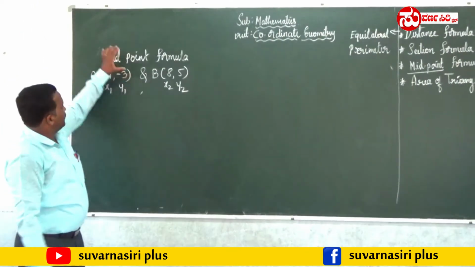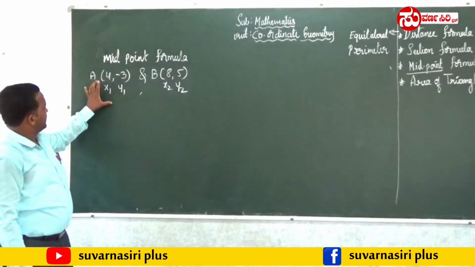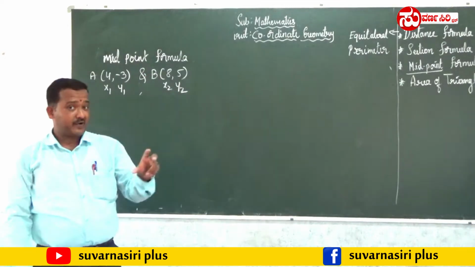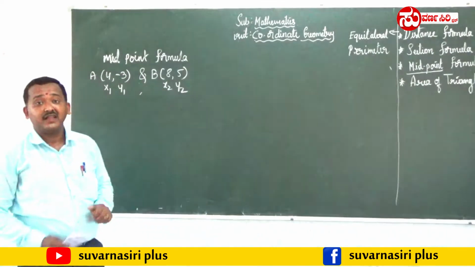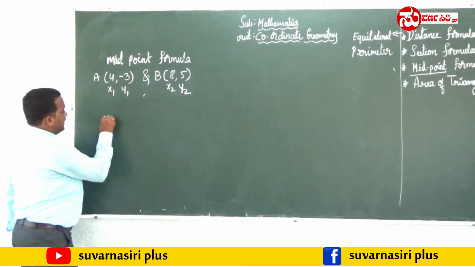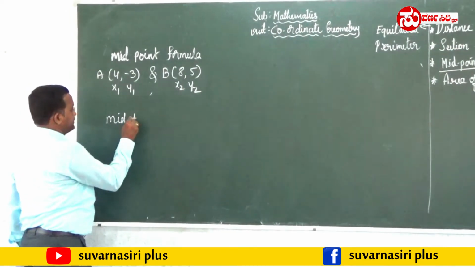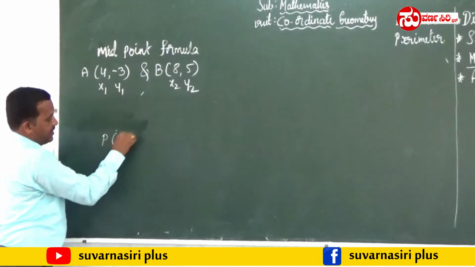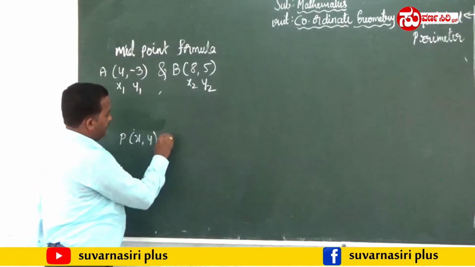Let us see one example for the midpoint formula. Say we will take the same example, A and B. So what is the coordinate of a point which lies exactly in the middle of the line? So we apply the midpoint formula. Let us take the point P as the midpoint of the line joining AB.